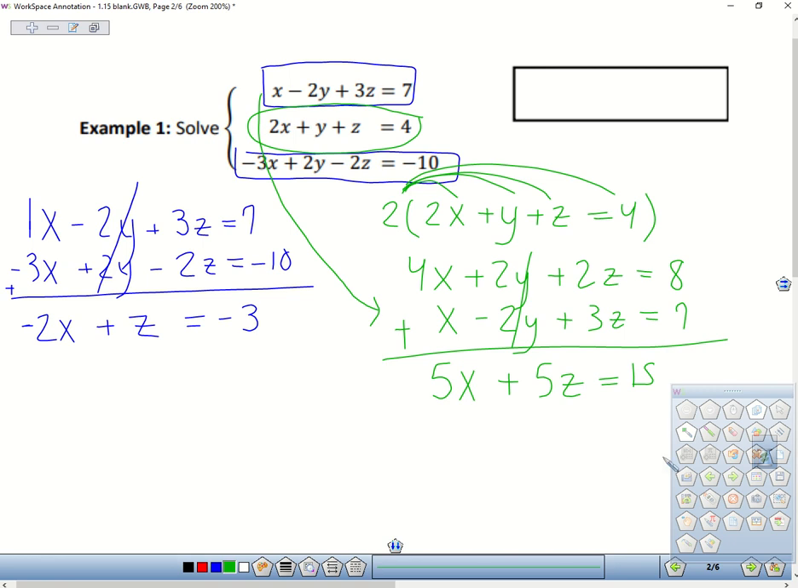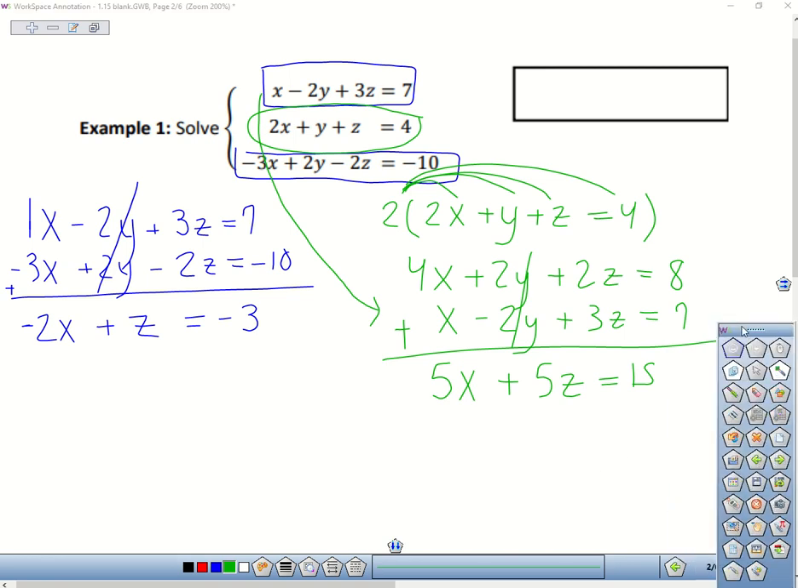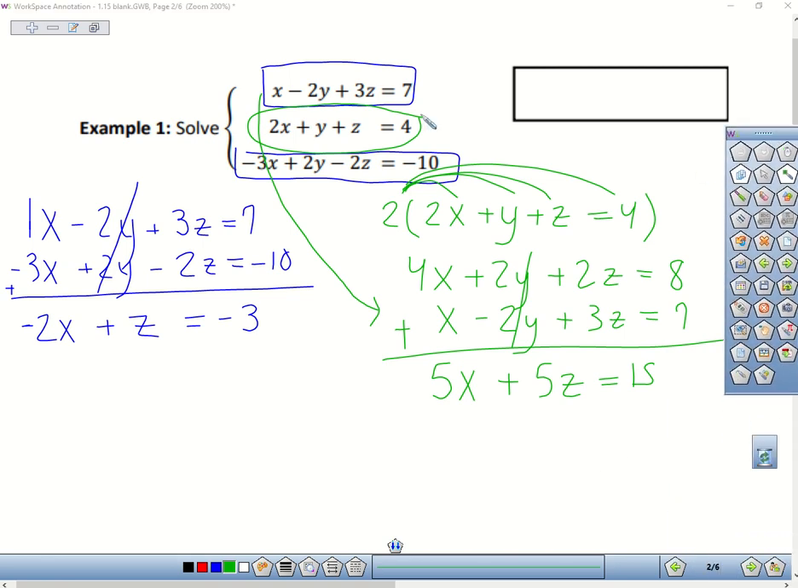Yes? Why did you multiply by 2? The reason I multiplied it by 2 is because I knew if I multiplied it by 2, I could add it to the first equation, and if I did so, it would cancel out my y's. Okay? So now I just basically have a two variable system, down to two variables, right? I have x and z.